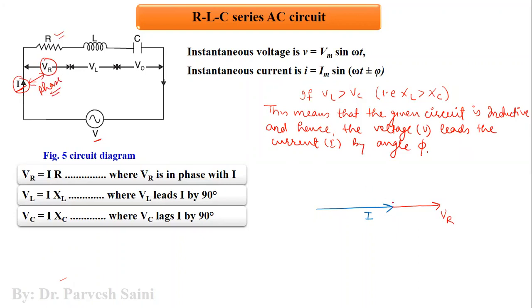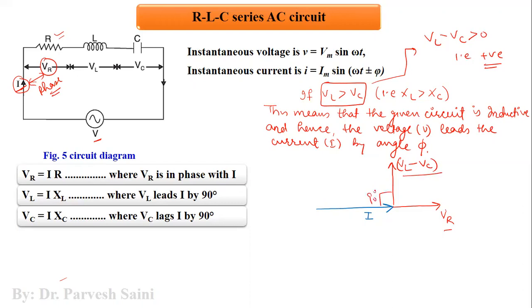Now, we also know that the voltage across inductor VL leads the current. In this particular case, we need to understand one thing: because we are taking that VL is greater than VC, this means that VL minus VC is greater than 0. That is positive. So it will be here. So VL minus VC will be taken on the positive side. So you have VR, you have VL minus VC. So that means there is some net reactive effect. There is some net reactance.